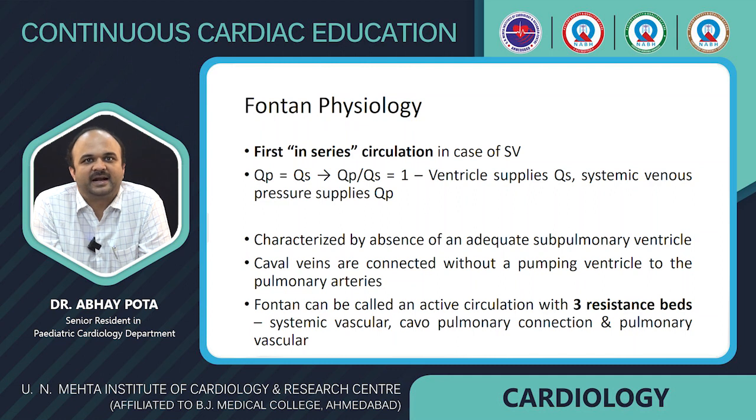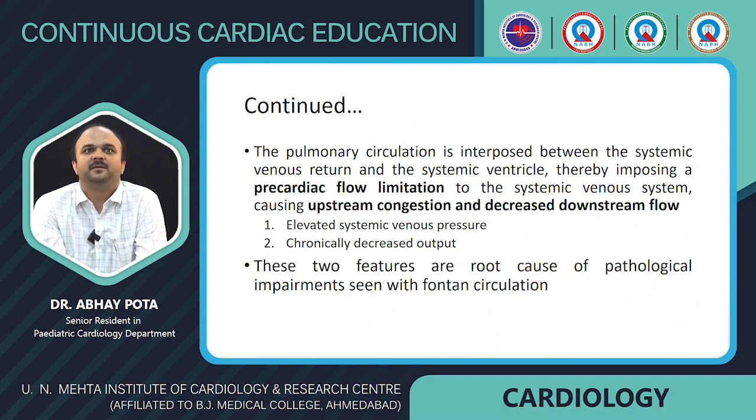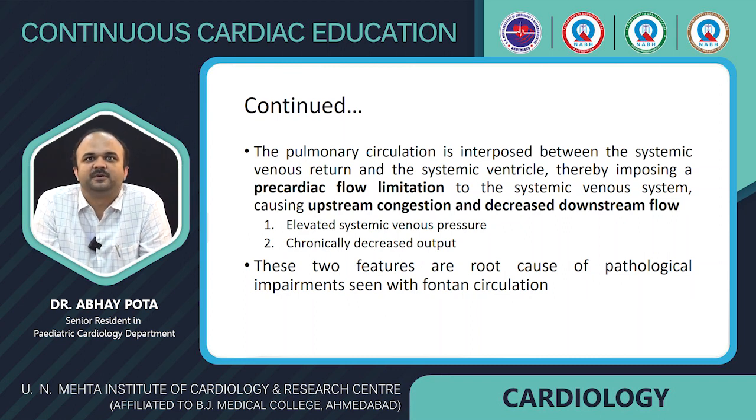Fontan can be called an active circulation with 3 resistance beds: the systemic vascular resistance bed, the cavopulmonary connection, and the pulmonary vascular resistance bed. The pulmonary circulation is imposed between the systemic venous return and the systemic ventricle, thereby imposing a precardiac flow limitation to the systemic venous return, causing upstream congestion and decreased downstream flow.